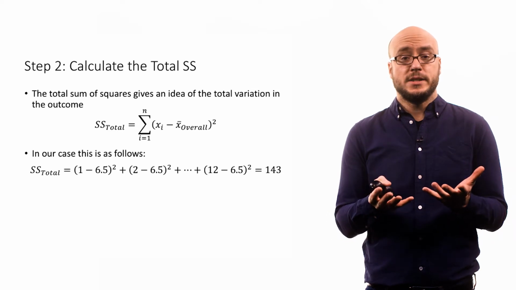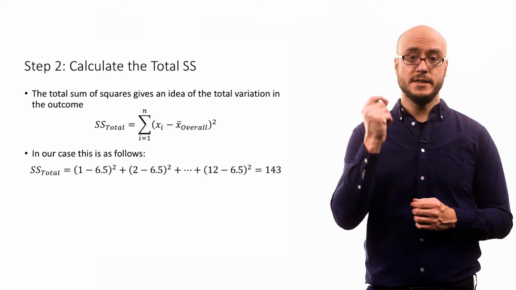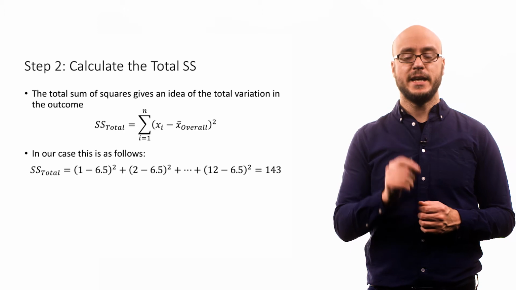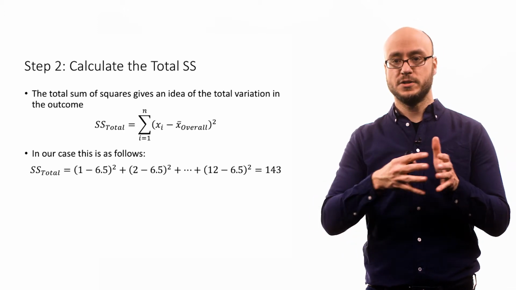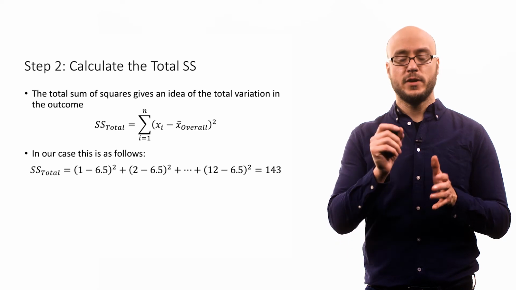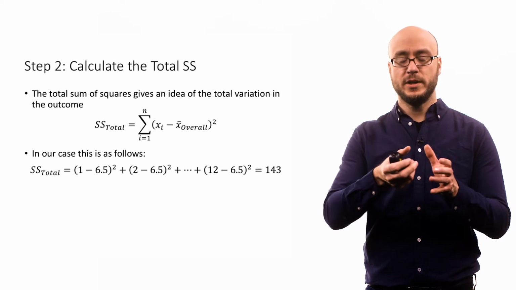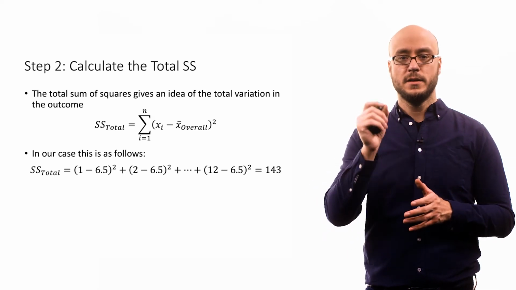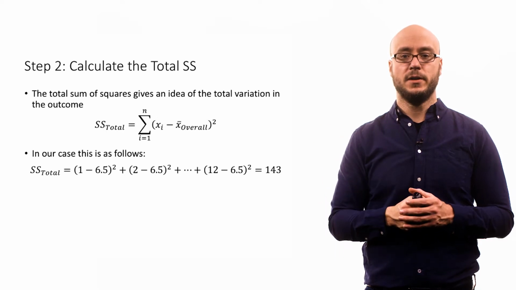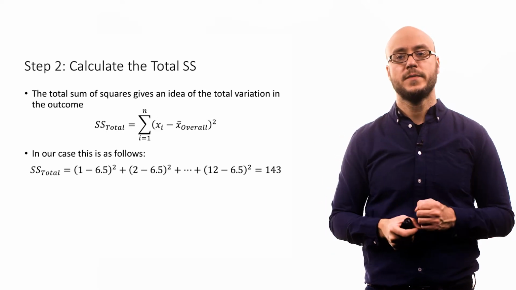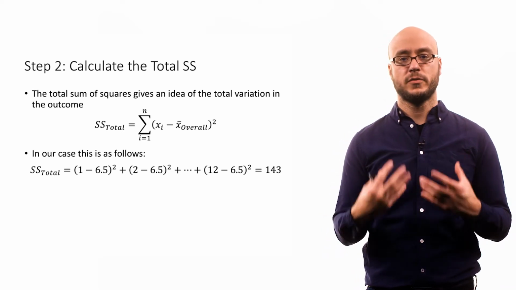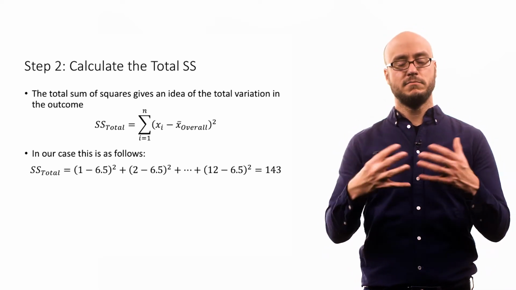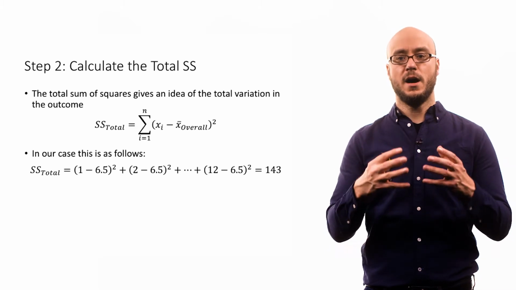So in this toy example, the overall mean is 6.5. Then we take each value of the outcome from 1 to 12, because those are the values of our outcome. And for each value, we subtract the mean, square it, all the way up until the value of 12. And so we get this value of total sum of squares of 143. Again, this is the total variability of our data.